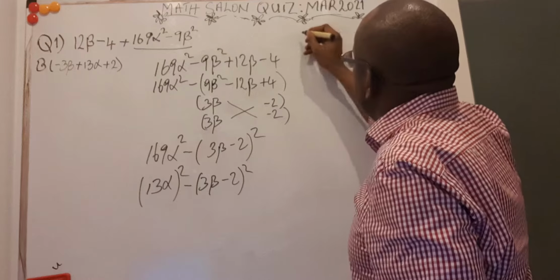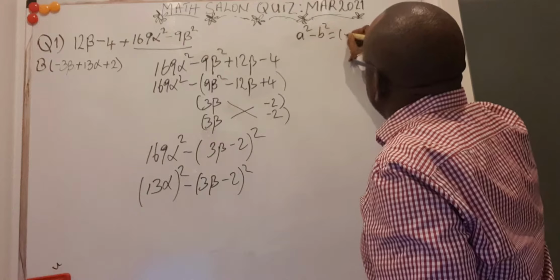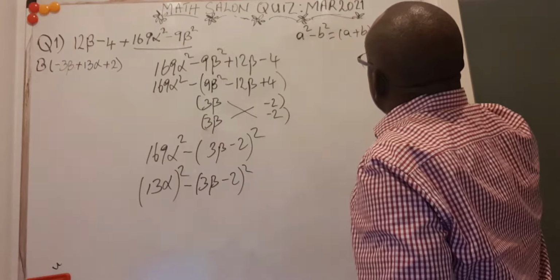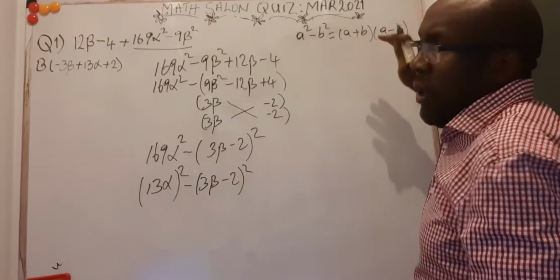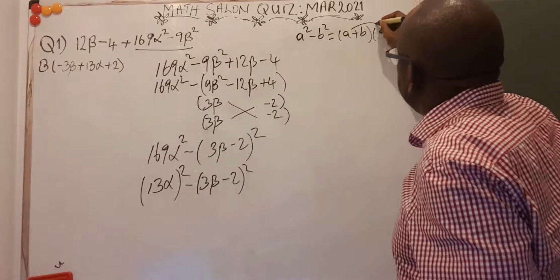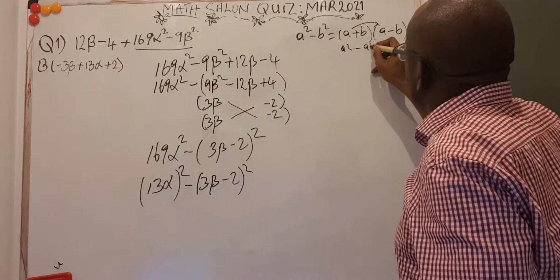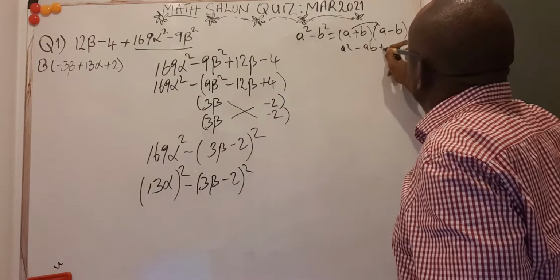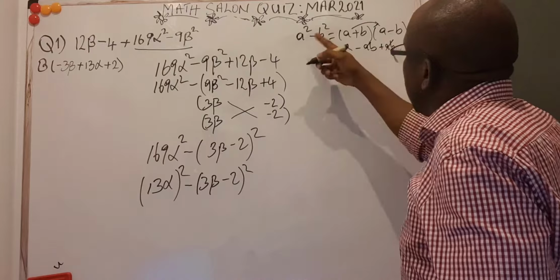What's the meaning of that? Say if I have a difference of two squares like this, the factors will be a plus b times a minus b. We can show that this is true by simplifying the right hand side. A times a is a squared. A times minus b is minus ab. B times a is plus ab. B times minus b is minus b squared. You see, they cancel and it's true.